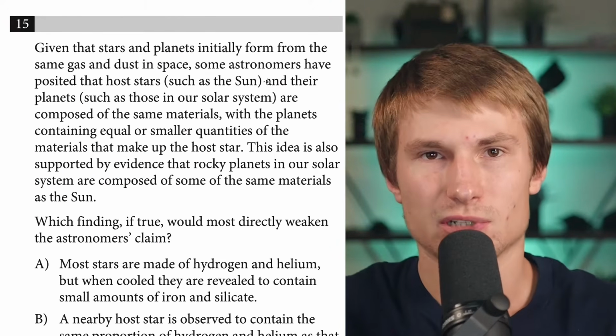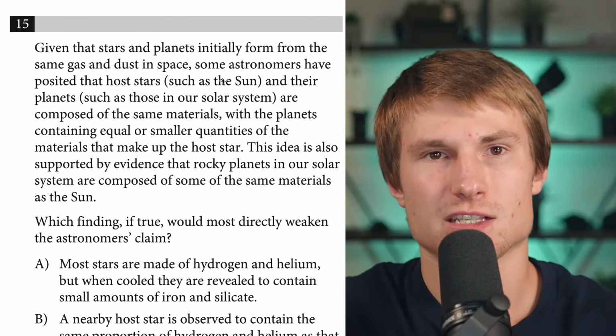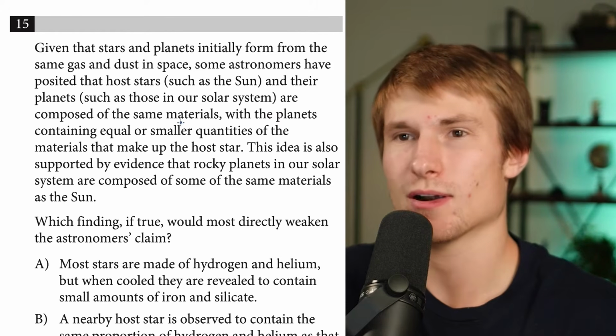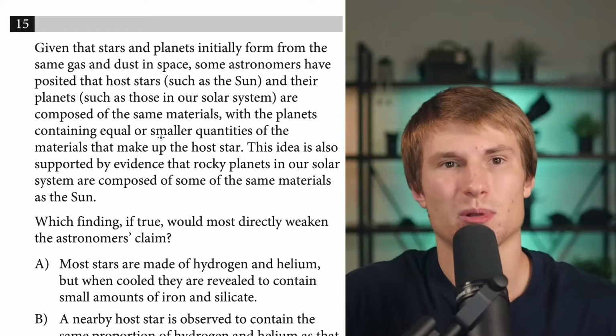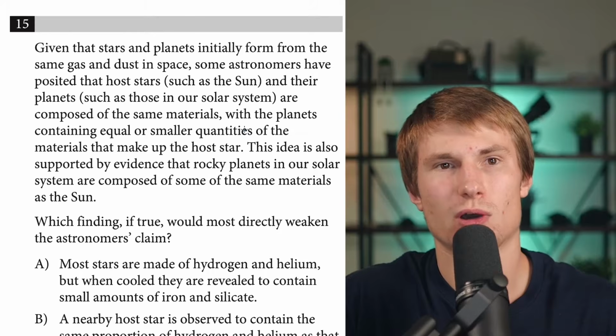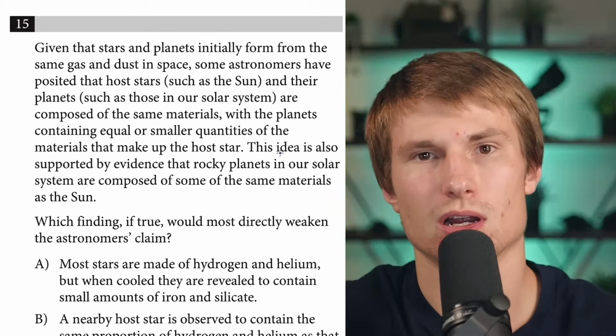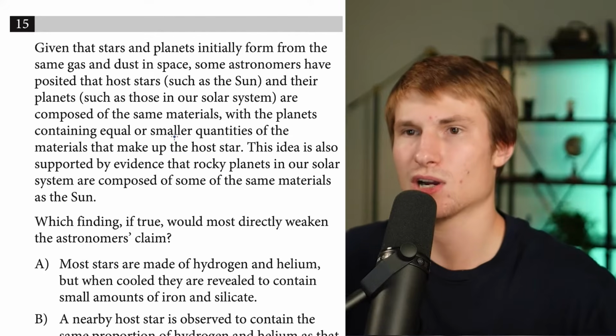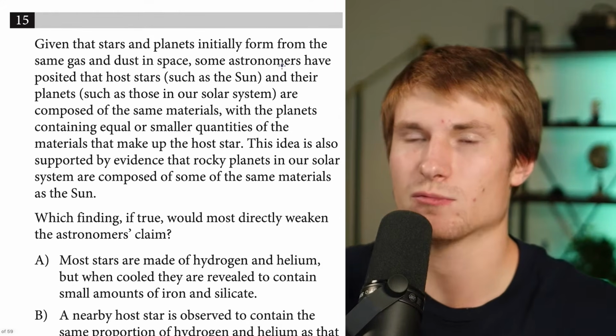Given that stars and planets initially form from the same gas and dust in space, some astronomers have posited that host stars such as the sun and their planets, such as those in our solar system, are composed of the same materials, with the planets containing equal or smaller quantities of the materials that make up the host star. This idea is also supported by evidence that rocky planets in our solar system are composed of the same materials as the sun. Which finding, if true, would most directly weaken the astronomer's claim?